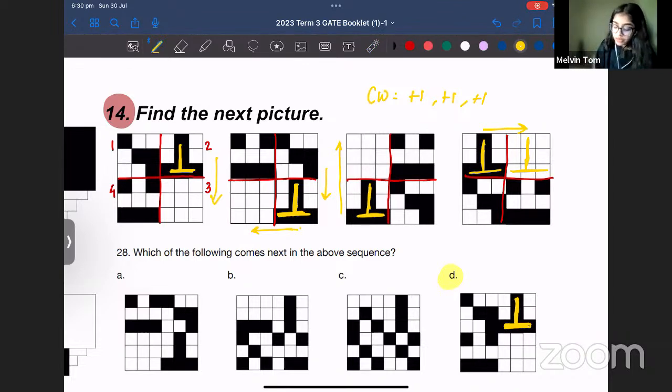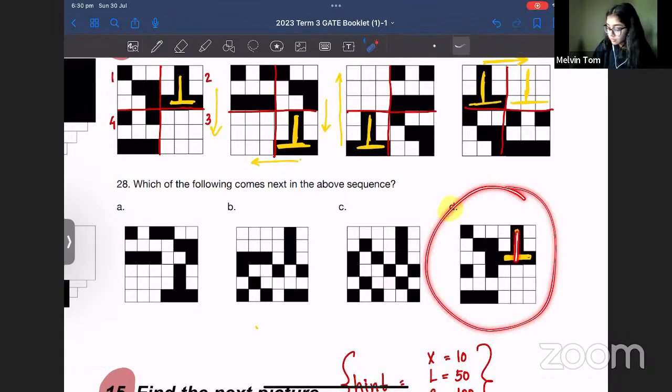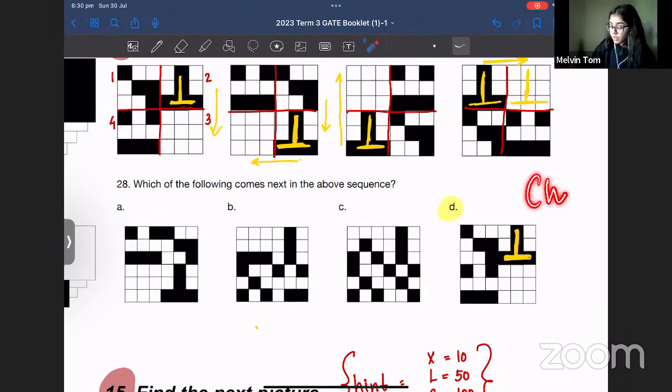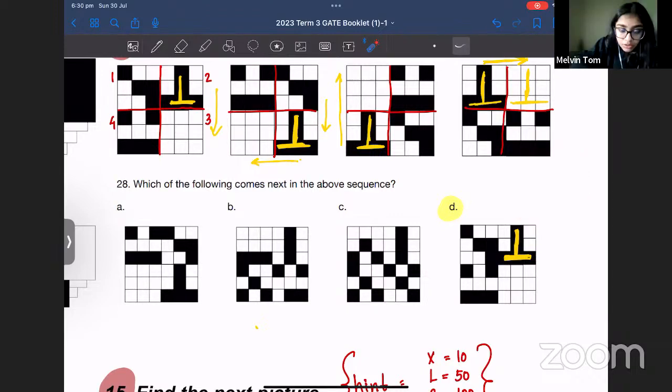So if you follow the yellow dots, it's moving down. And now it's moving this way. And from the third image it's moving up. Fourth image, it should move all the way to the top right corner. And that is option D. See? This makes sense. So it's moving one side at a time, in a clockwise direction. Okay?